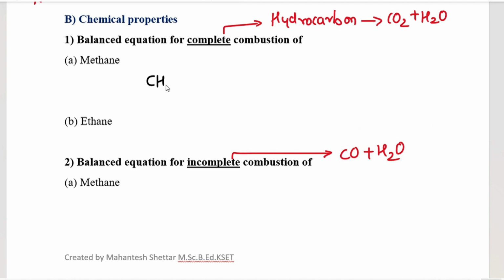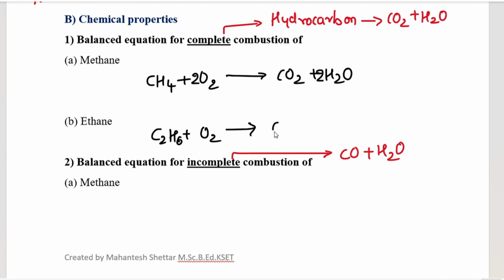Methane, CH4, plus O2 gives you CO2 plus H2O. This is the skeletal equation. Balance the equation for complete combustion: hydrogen 4 here, 2 here, so write 2H2O. Oxygen 2 plus 2 is 4, so write 2 here. So this is balanced. Next, ethane: C2H6 plus O2 yields CO2 plus H2O.